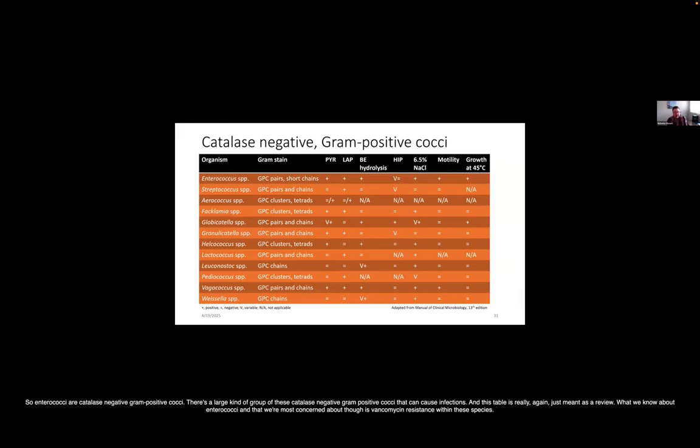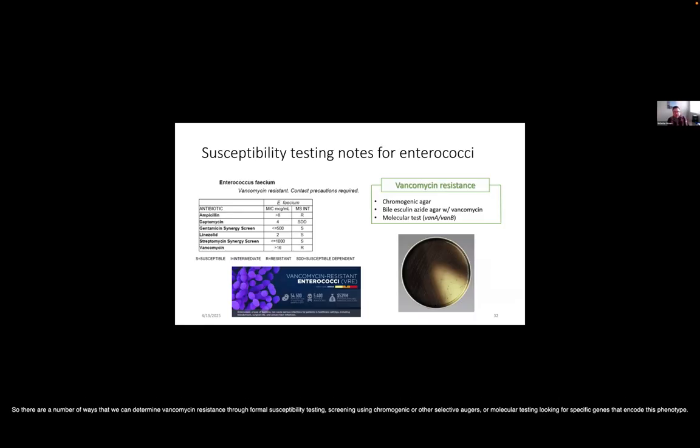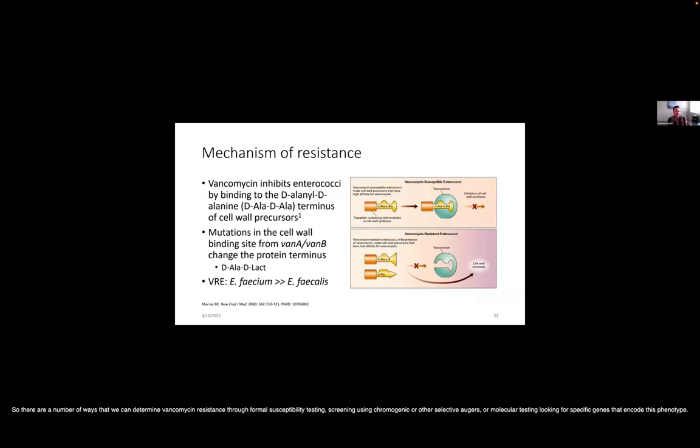And this table is really, again, just meant as a review. What we know about enterococci, and what we're most concerned about, is vancomycin resistance within these species. So there are a number of ways that we can determine vancomycin resistance: through formal susceptibility testing, screening using chromogenic or other selective agars, or molecular testing looking for specific genes that encode this phenotype.